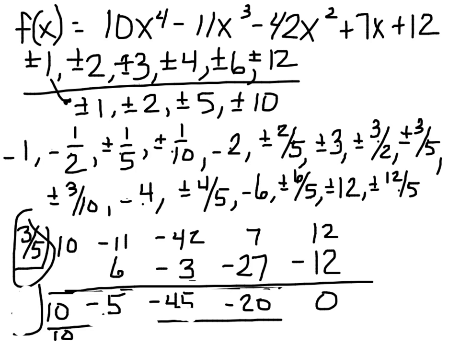Now what? 3/2? 3/2 of 10 is 15. 15 minus 5 is 10. 3/2 of 10 is 15, which is minus 30. 3/2 of negative 30 is what? Negative 45. Nope. That was a good guess, though.